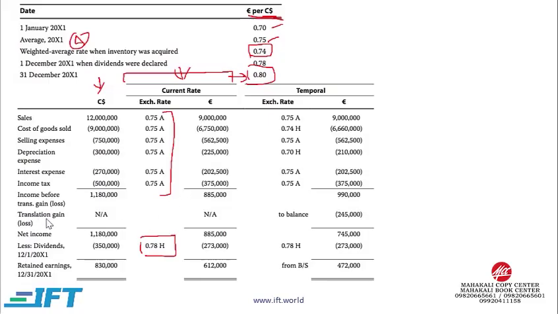Also note that as we discussed earlier, the translation gain or loss does not flow through the income statement when we use the current rate method. This goes straight to equity.